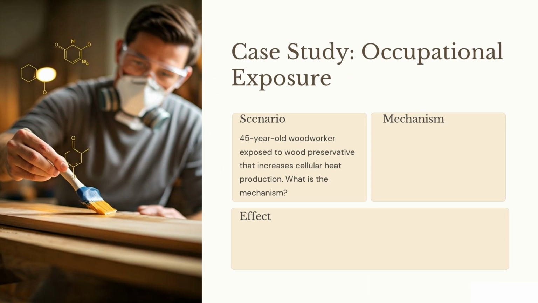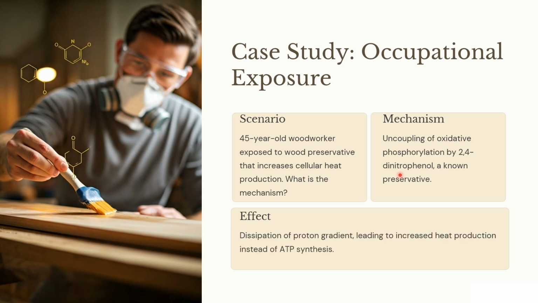So let's see a question which is asked on the USMLE. A 45-year-old wood worker is exposed to a wood preservative that increases cellular heat production. What is the mechanism that is happening here? We know that the electron transport chain is also known as oxidative phosphorylation. The mechanism that happens here, which increases the cellular heat production, is uncoupling of oxidative phosphorylation. What is that preservative which is present in the wood? It is 2,4-dinitrophenol, which we previously abbreviated for D in DEATH, which is a known preservative. Now this dissipation of proton gradient leads to increased heat production instead of ATP synthesis.